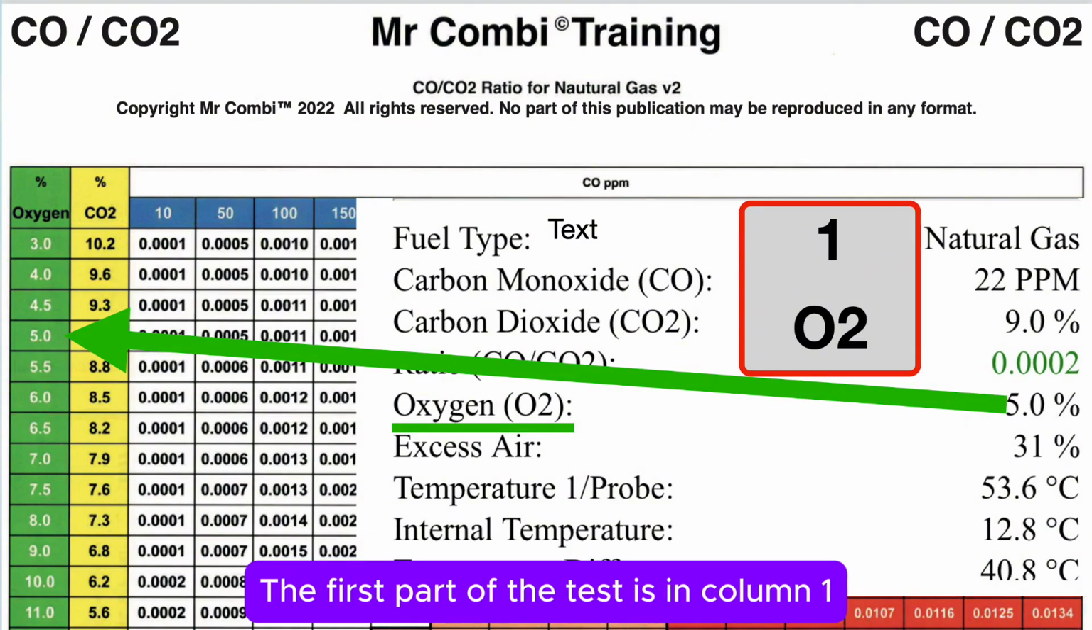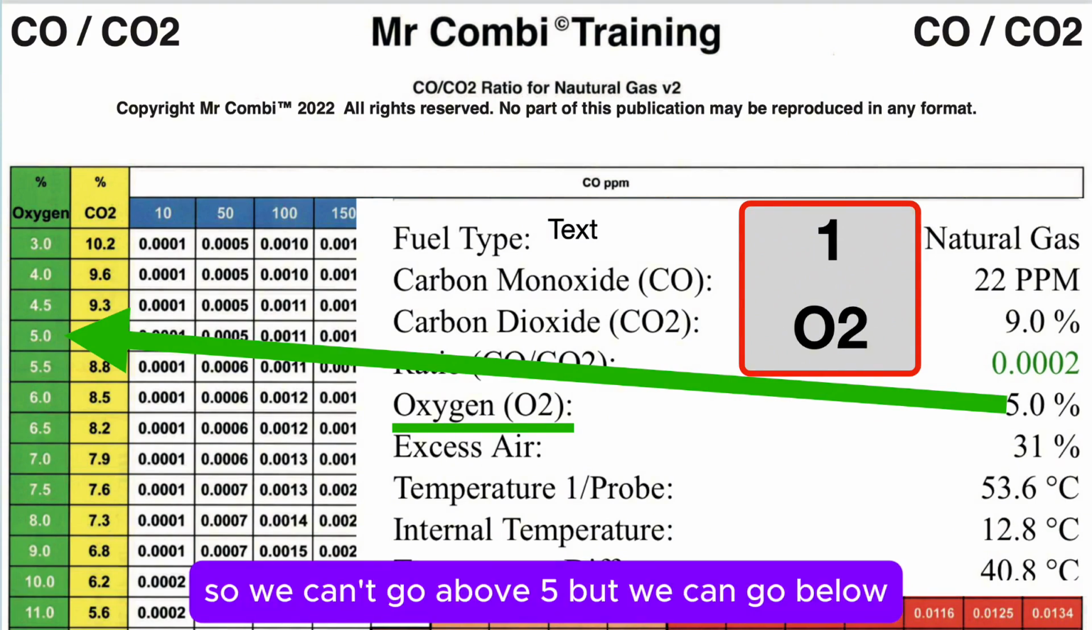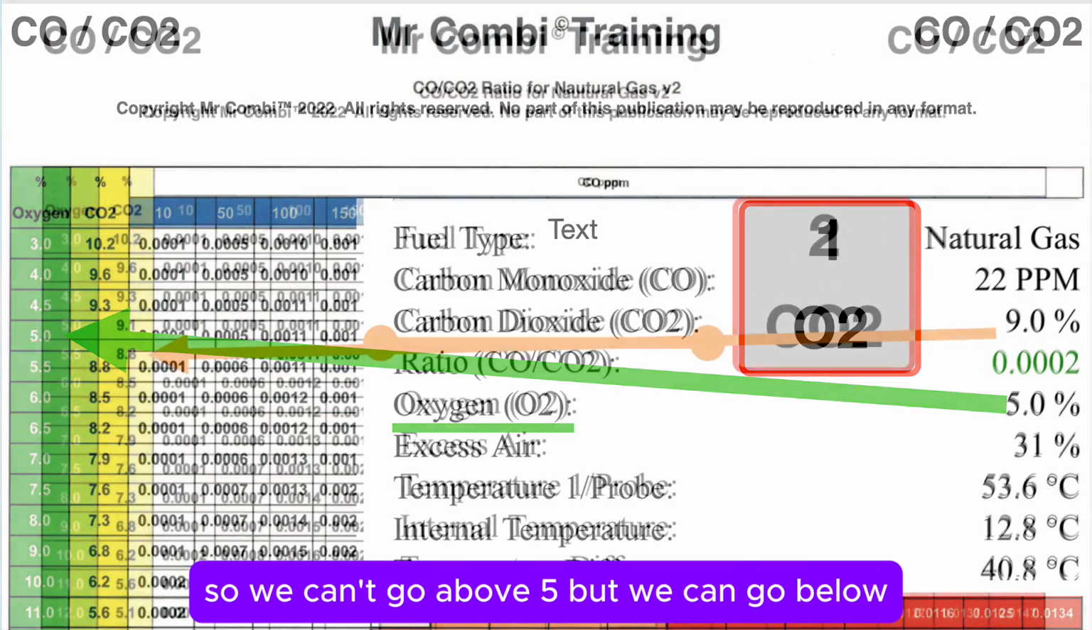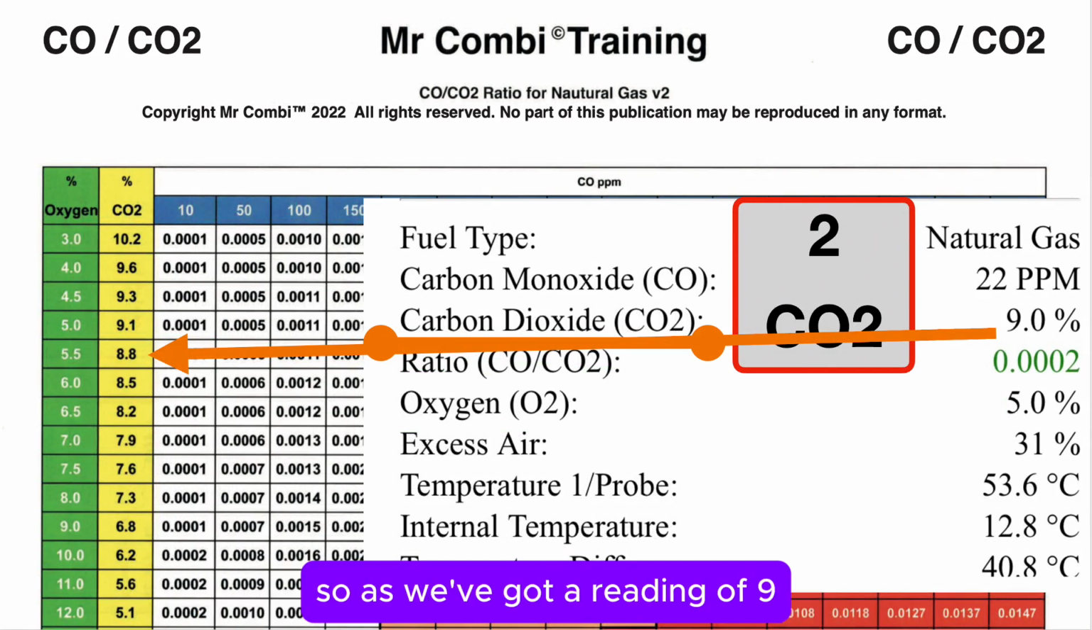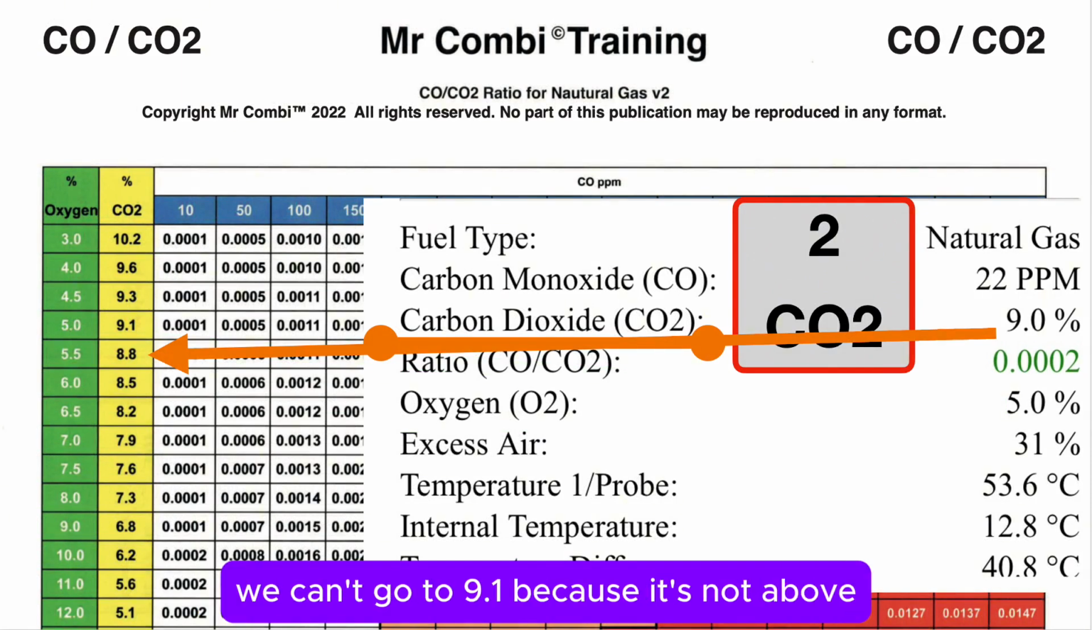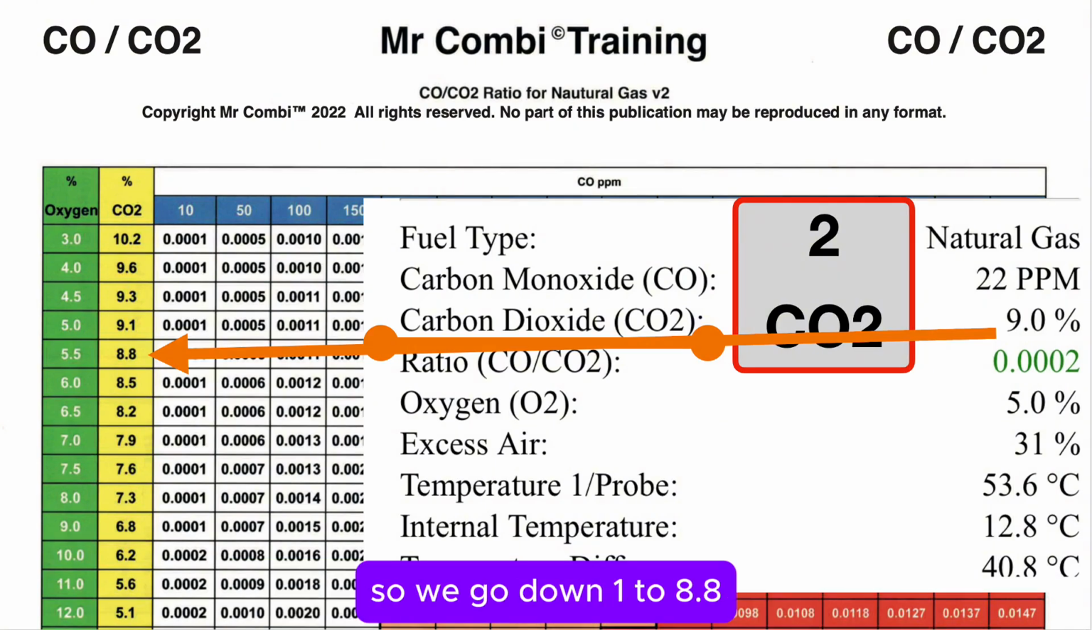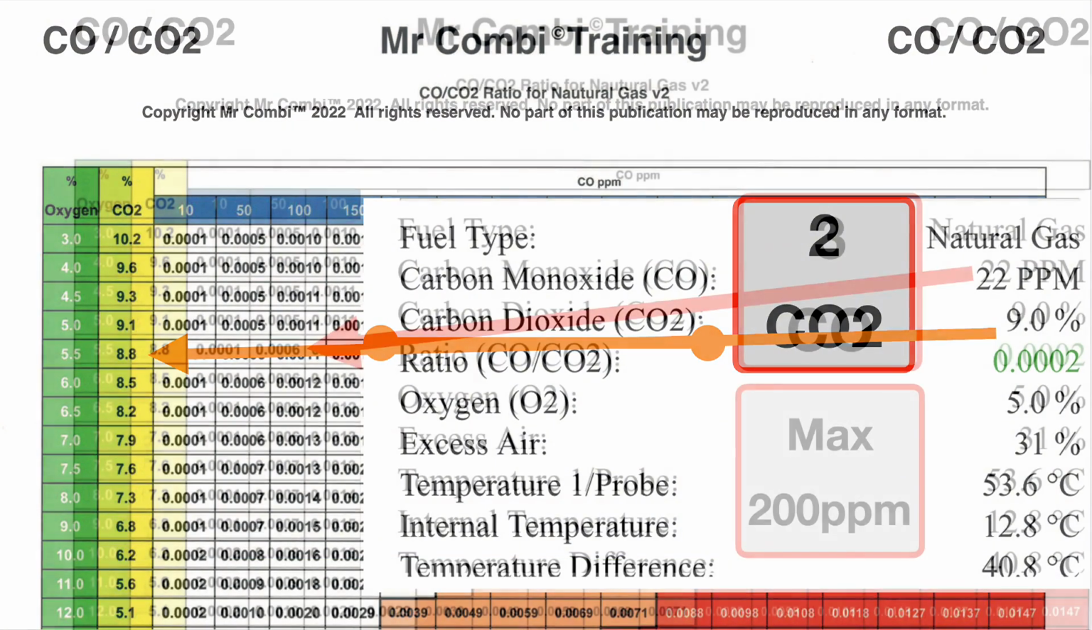The first part of the test is in column 1, the green one, oxygen, and the figure we have now is 5%. So we can't go above 5, but we can go below. The second measurement is carbon dioxide. As we've got a reading of 9, we can't go to 9.1 because it's not above. So we go down 1 to 8.8.